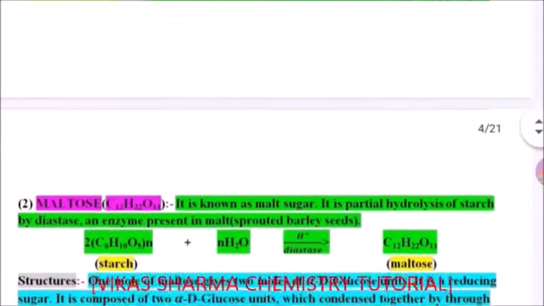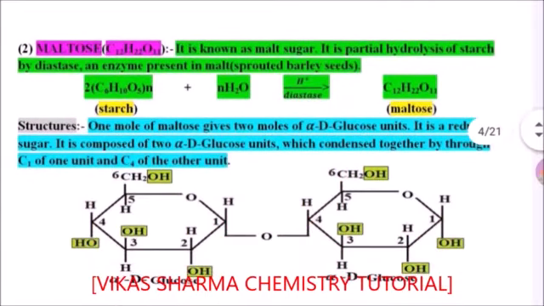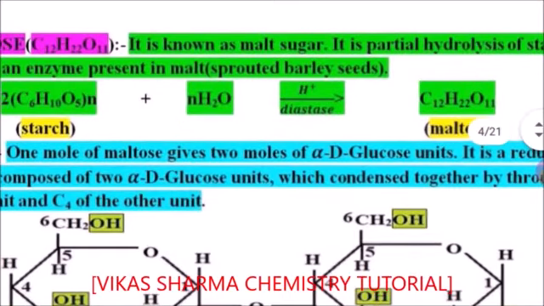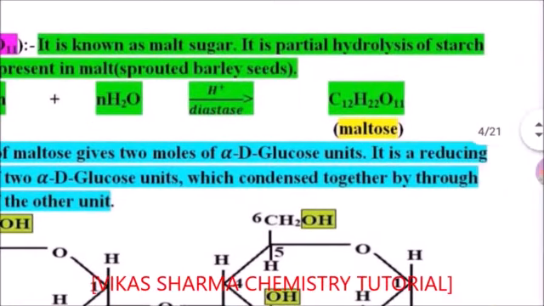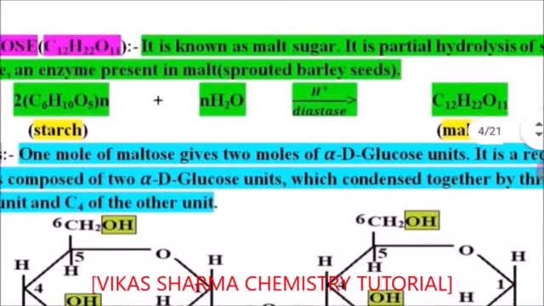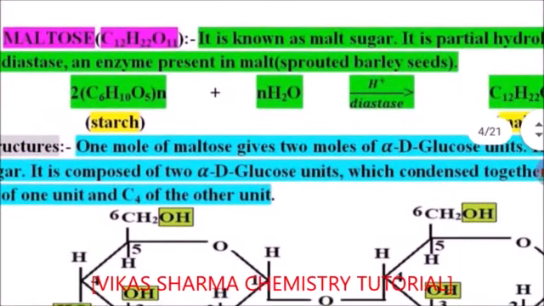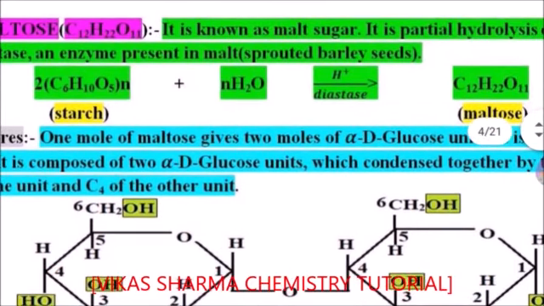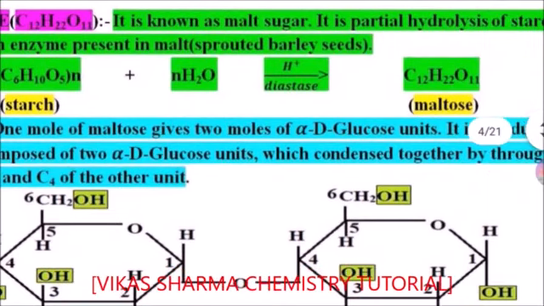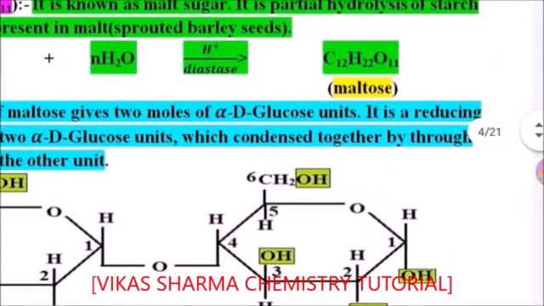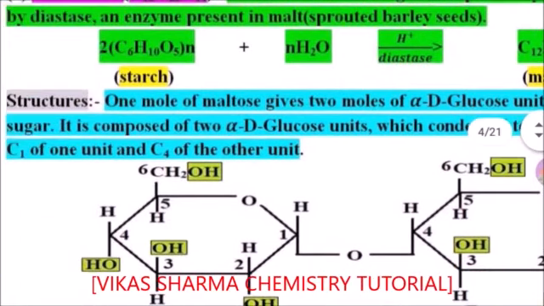So let me start another topic. The second disaccharide is maltose. It is known as malt sugar. It is obtained by partial hydrolysis of starch by diastase, an enzyme present in malt, sprouted barley seeds. So when we hydrolyze starch in the presence of the diastase enzyme, it gives maltose, the disaccharide.